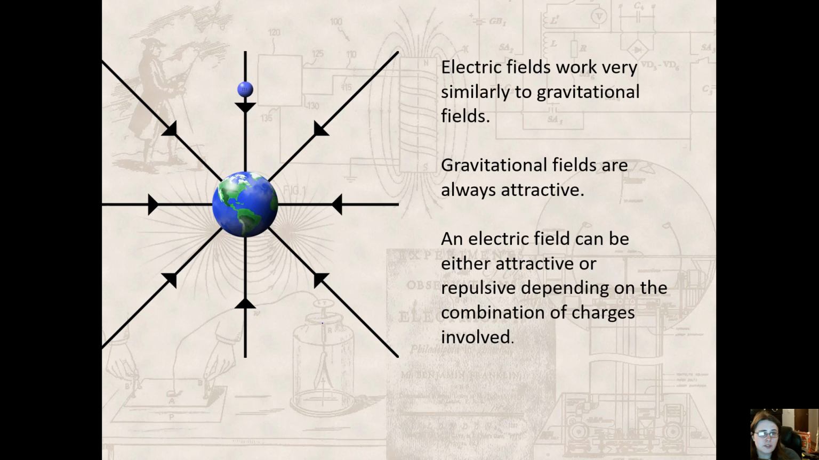A field is kind of an arbitrary construct. It's a way to visualize how things move around charged objects. An electric field works similarly to gravitational fields, but gravitational fields are always attractive, whereas electric fields can be attractive or repulsive depending on the charge of the objects.